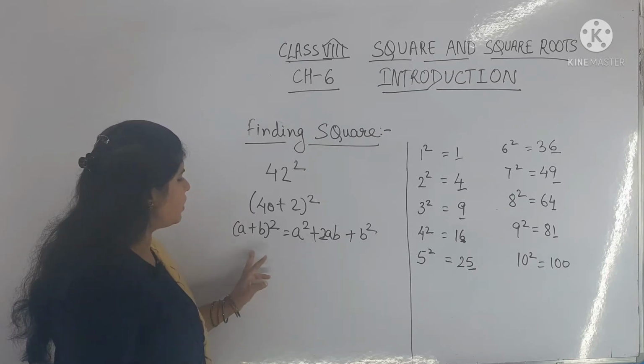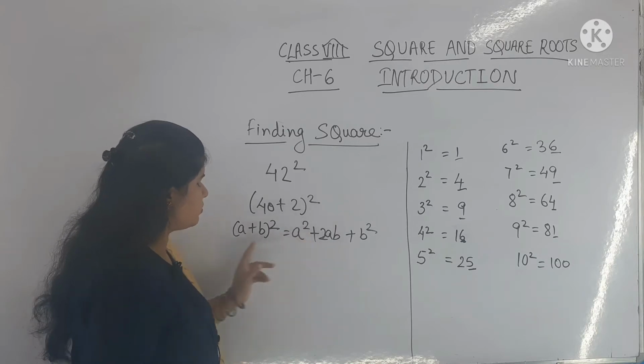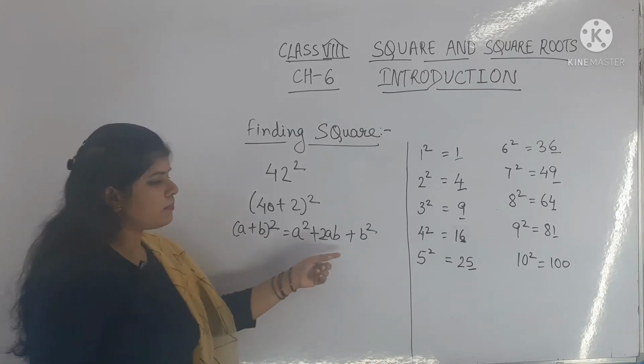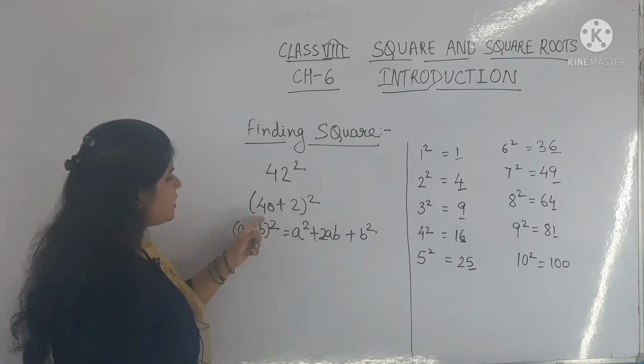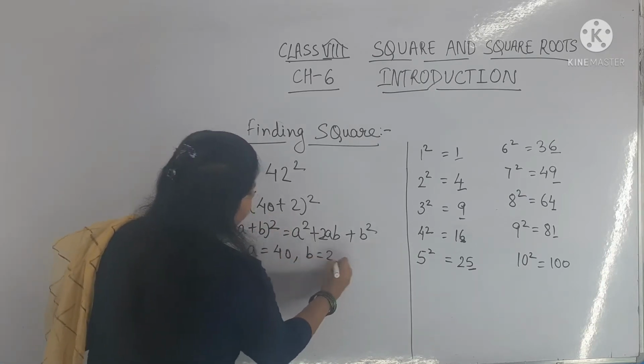Okay, (a + b) whole square is equal to a square plus 2ab plus b square. So here a is equal to 40 and b is equal to 2.